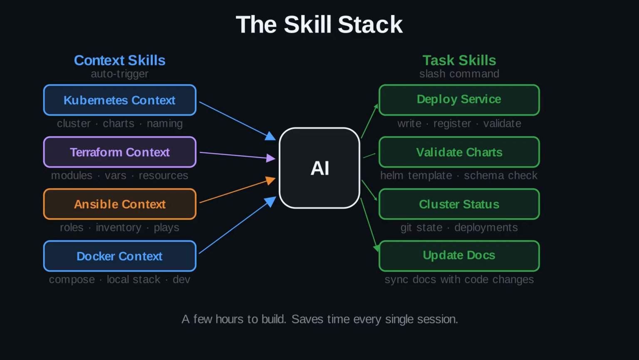A status skill for git state and deployment overview. Useful after a few days away from the cluster. And a docs skill that updates documentation when the code changes, because documentation that's always wrong is actively harmful. Total time to build all of this, a few hours across a couple of weekends. The return on that investment shows up every single session.